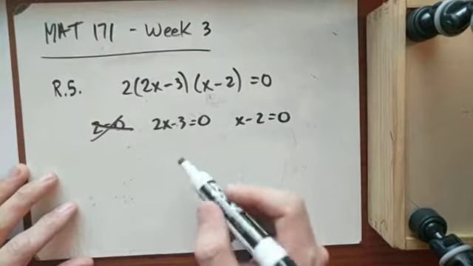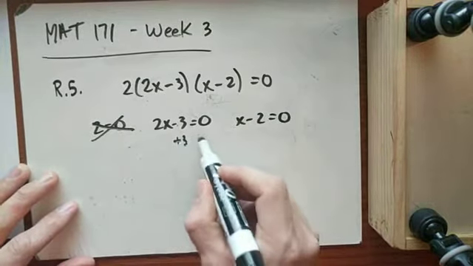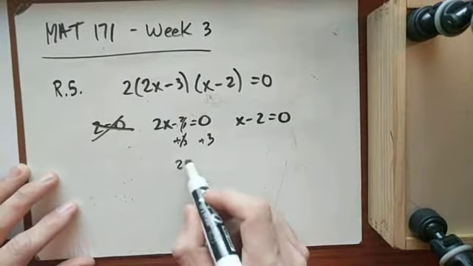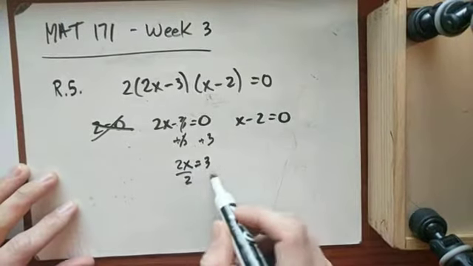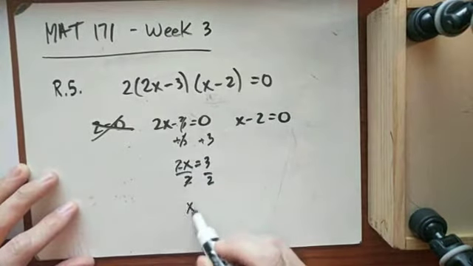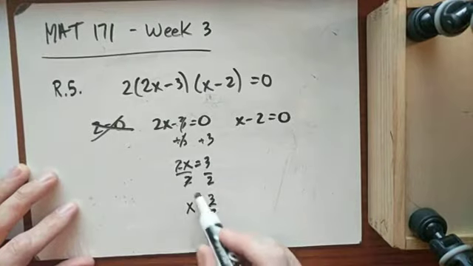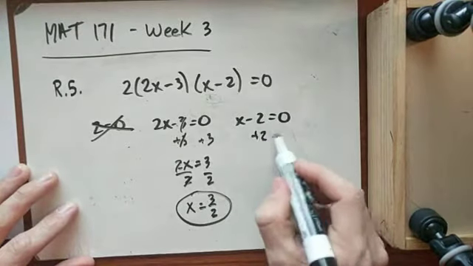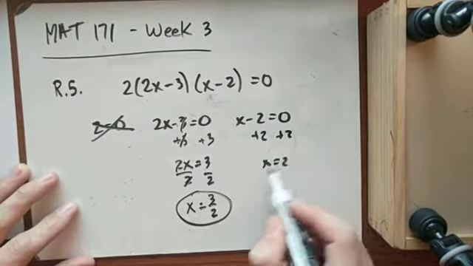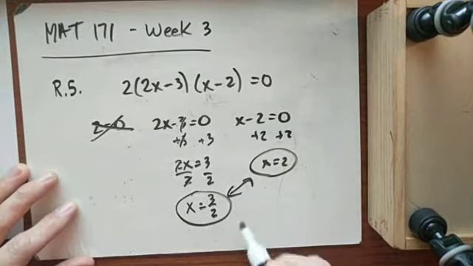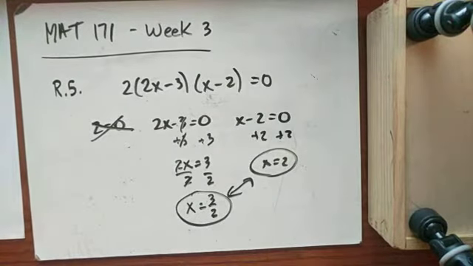But these do work out. So these are pretty easy. Hopefully you already know how to solve these. If not, you might want to replay this in slow motion. But 3/2 is one solution, and then here we'll add 2 to both sides and get 2. And so these are both answers. Those are both solutions to the original question. Okay? All right, so we're going to move on to R6 now.